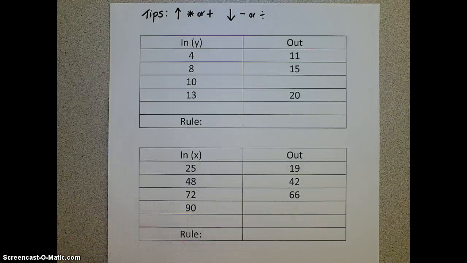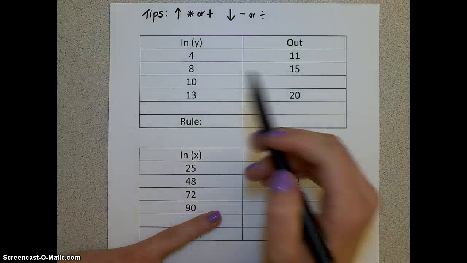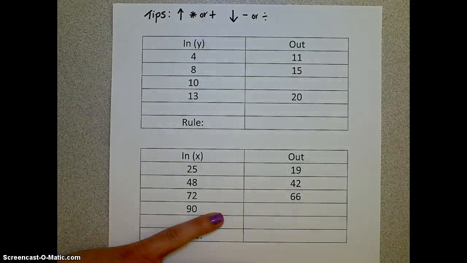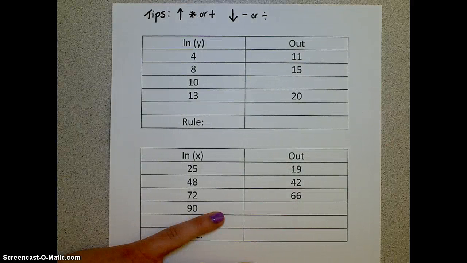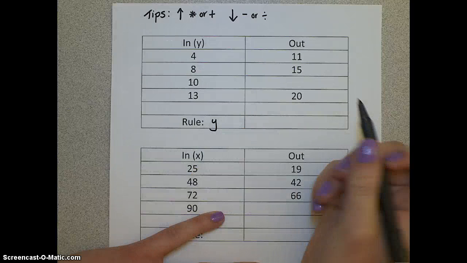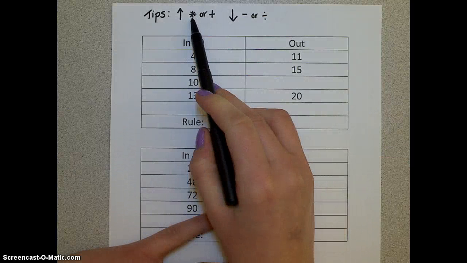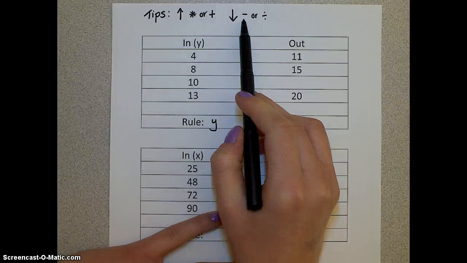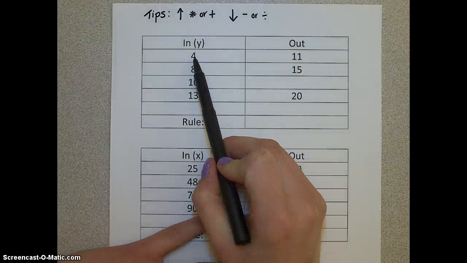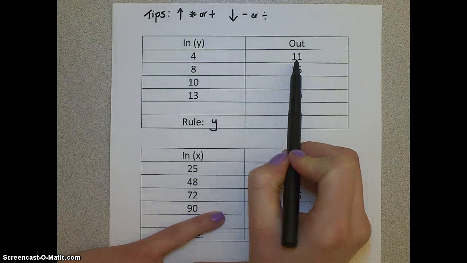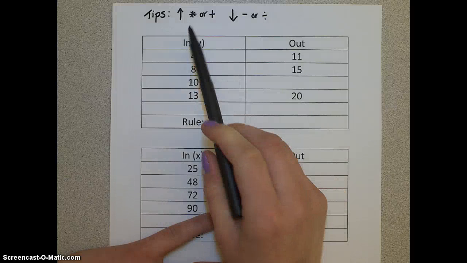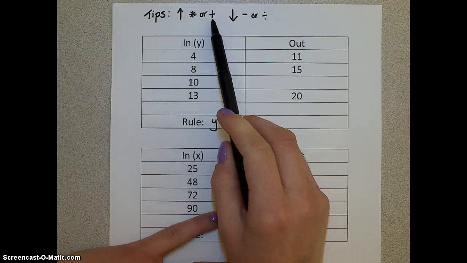All right, so the first thing I'm going to look at is the number that went in. And if you notice, there's a variable up here, and the variable that we're using here is y. So I'm going to go down to my rule and determine what is happening to y. Later on, I'll be putting in multiplication, addition, subtraction, or division. All right, so I make some notes to myself. The number went in as 4 and came out as 11. So the number went up.